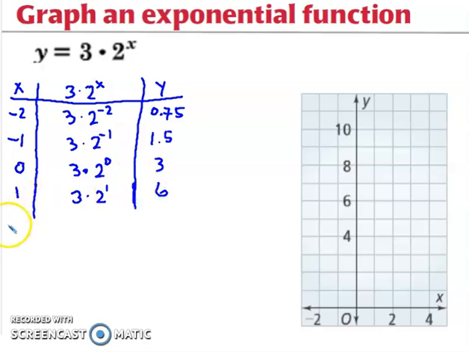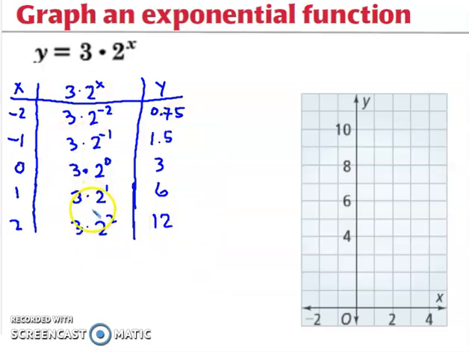And if the input is 2, the expression 3 times 2 to the x would become 3 times 2 to the second, and that simplifies to 12. So if the input is 2, the output is 12.